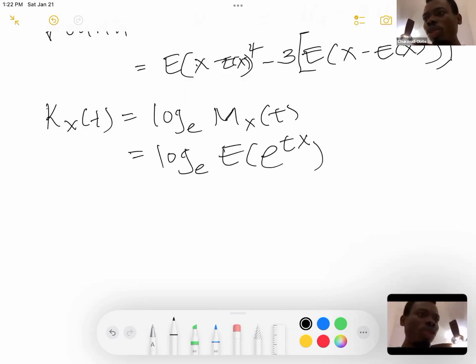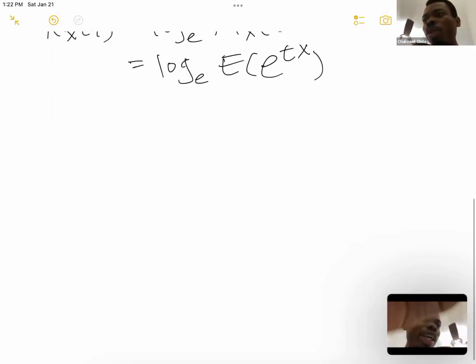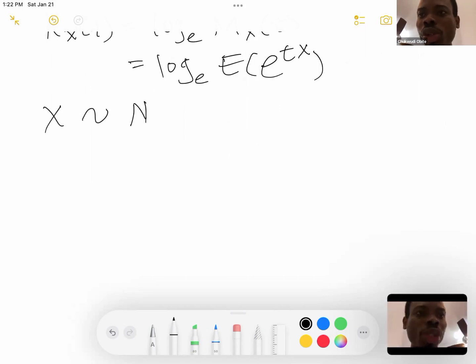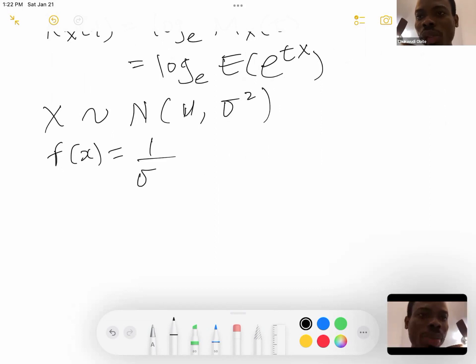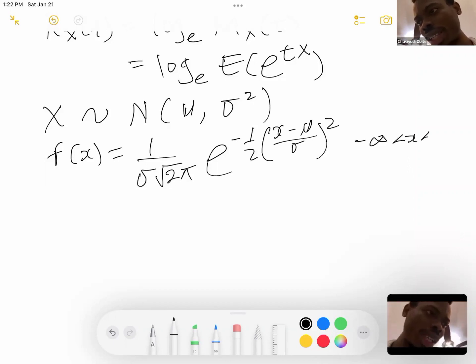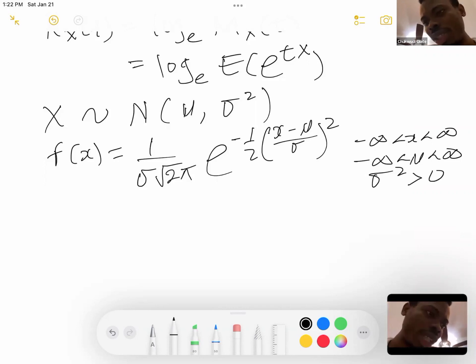Let's use the normal distribution as an example. So if X follows a normal distribution with mean mu and variance sigma squared, we know that f of x is 1 over sigma square root of 2 pi, e raised to the power minus half, x minus mu over sigma, squared, with minus infinity less than x less than infinity, minus infinity less than mu less than infinity, and sigma squared greater than 0.